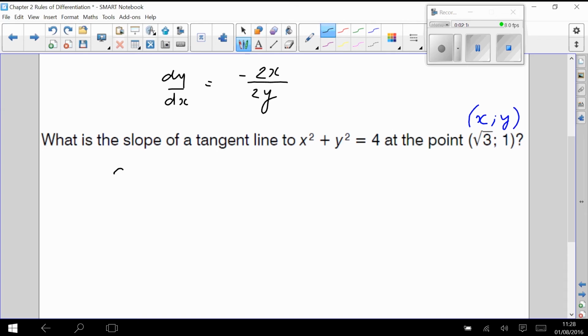In other words, the derivative of the tangent at this particular point, when x is the root of 3 and y is 1, is going to be minus 2 times the root of 3 all over 2 times 1. So the gradient of the tangent to my equation is going to be minus the root of 3.